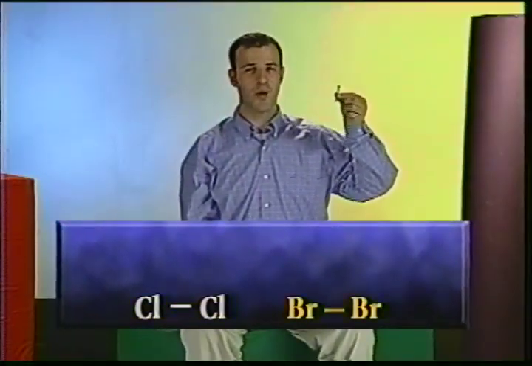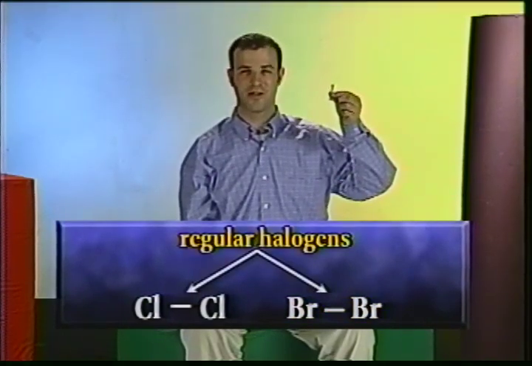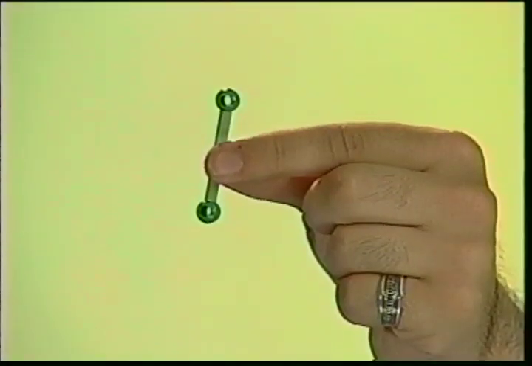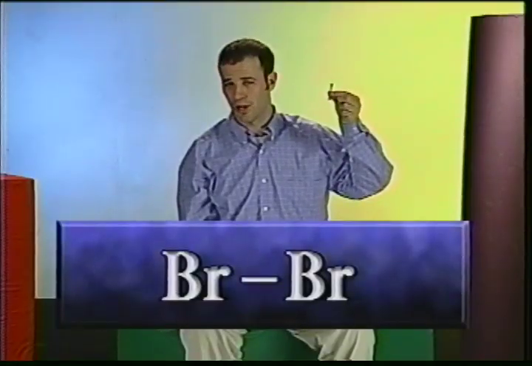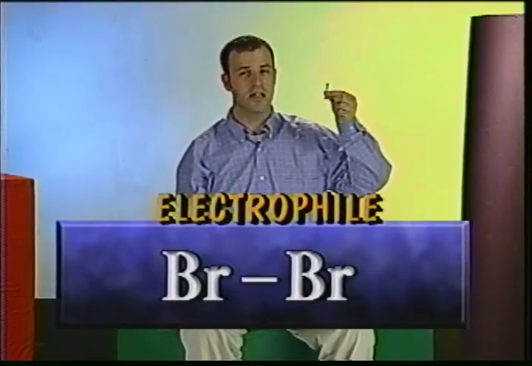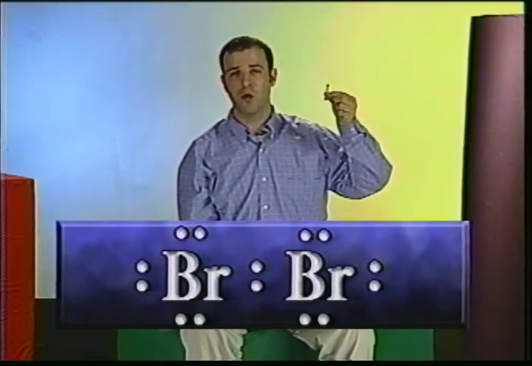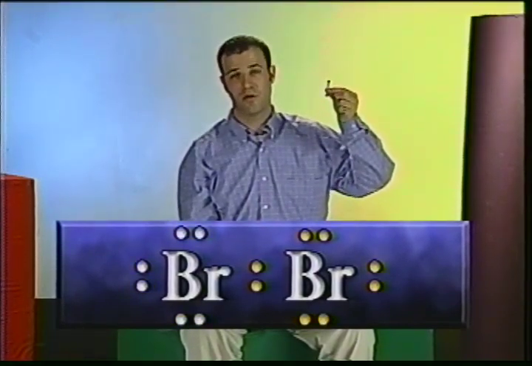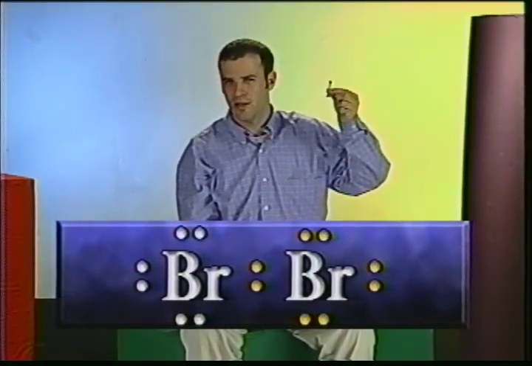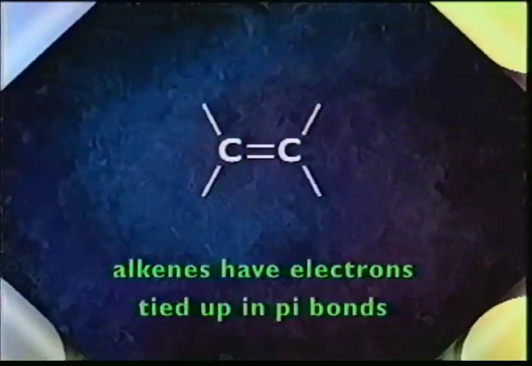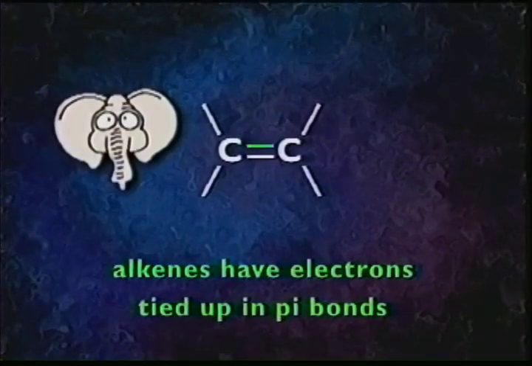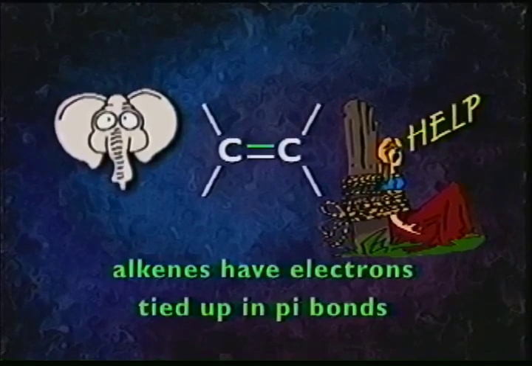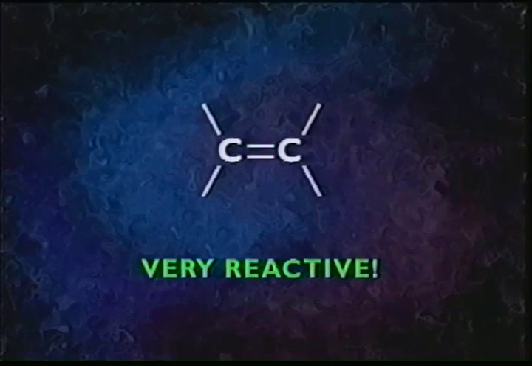But chlorine and bromine are just regular old halogens. You wouldn't ordinarily think of a bromine molecule, Br2, as an electrophile. In this Br2 molecule, the bromines each have 8 electrons. So where's the electron deficiency? How is this sucker an electrophile? Where is the justice? Remember, alkenes have electrons tied up in pi bonds, and that makes them very reactive.